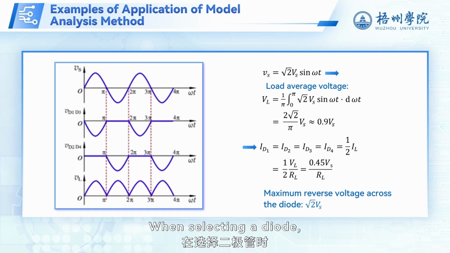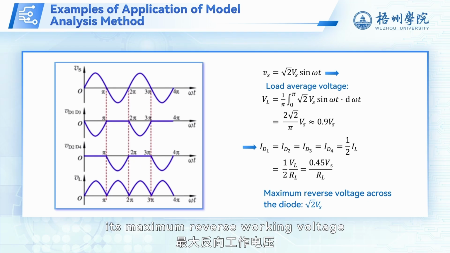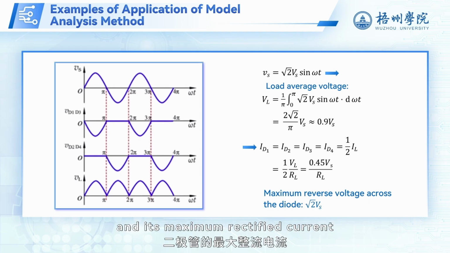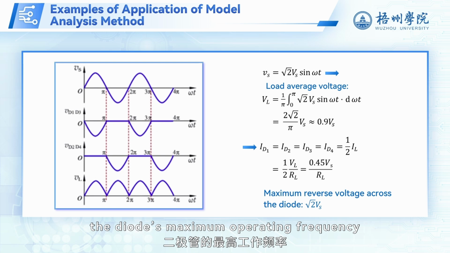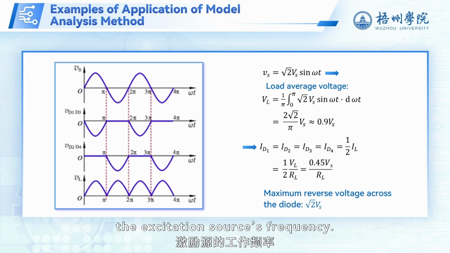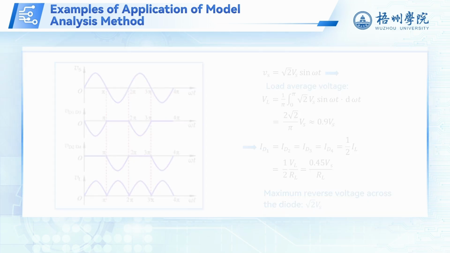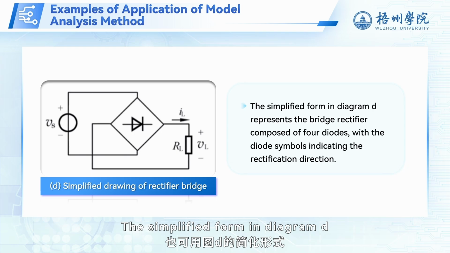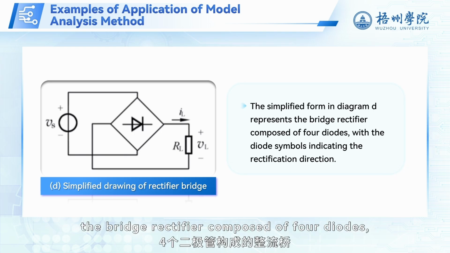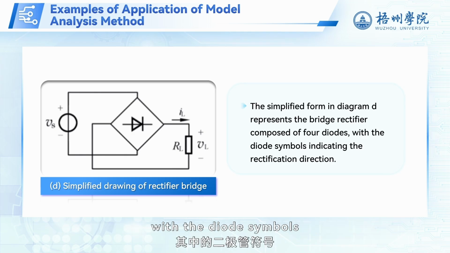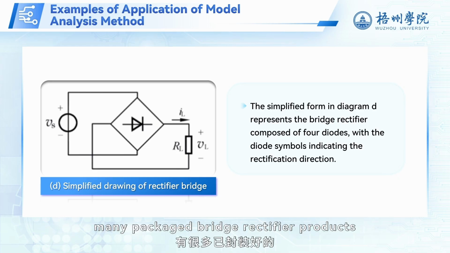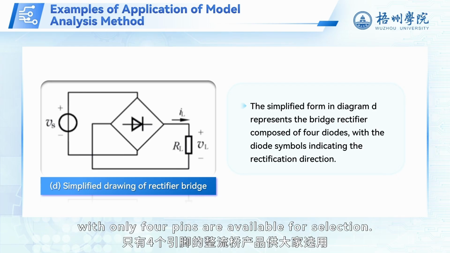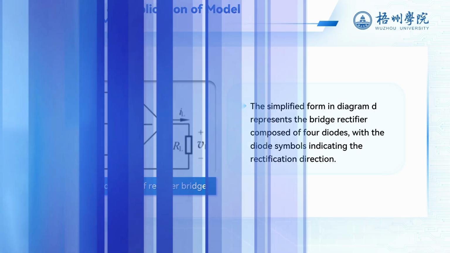When selecting a diode, its maximum reverse working voltage should be greater than this value, and its maximum rectified current should also be greater than the calculated rectified current here. Of course, the diode's maximum operating frequency must also be greater than the excitation source's frequency. The simplified form in diagram D can also be used to represent the bridge rectifier composed of 4 diodes, with the diode symbols indicating the rectification direction. Currently, many packaged bridge rectifier products with only 4 pins are available for selection.